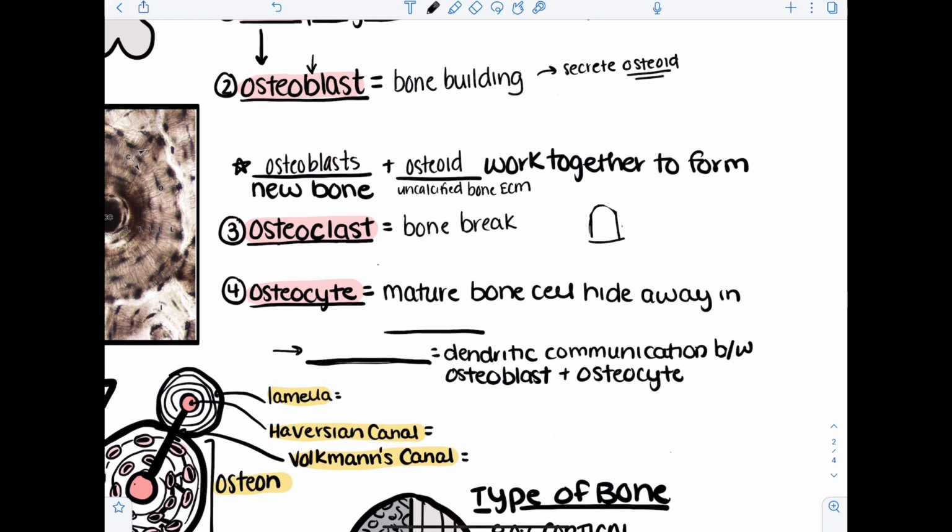And then we have osteocytes, and this is the one that you're going to actually identify for me on some of the diagrams and in class. Osteocytes are the mature bone cells, and they hide away in what are known as lacunae. So osteocytes hide away in lacunae, and the different lacunae are connected via things called canaliculi.